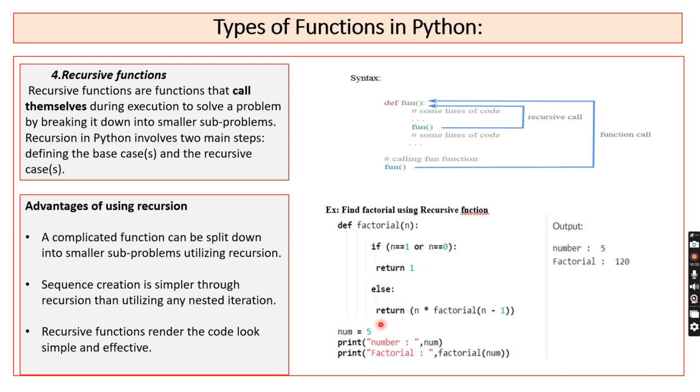Else it returns n asterisk factorial of n minus 1. Factorial is the function name we are using again and again. So this is called a recursive function.